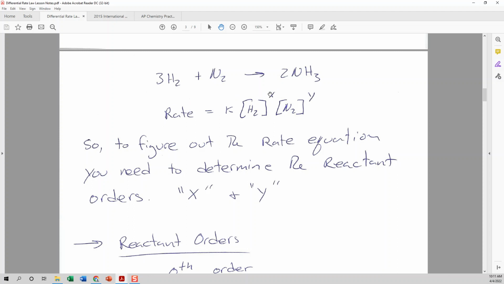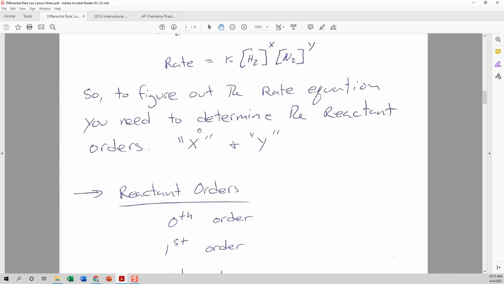But what if it's a 2? What if the reactant order is a 2? What if I plug in a 2 here? Well, what if I double the concentration? The rate's going to end up being quadrupled. Okay, so that's the idea of reactant order. So let's talk about it.